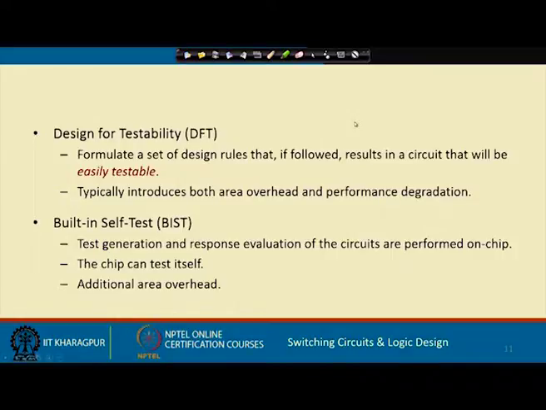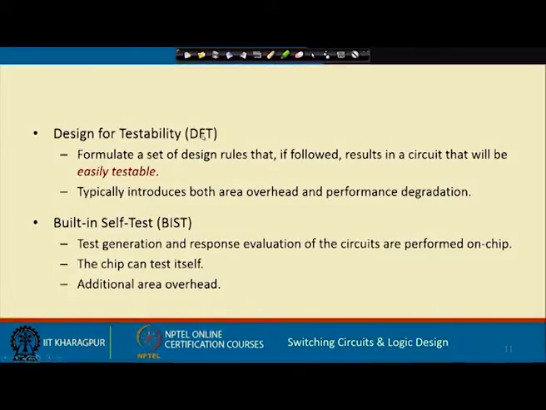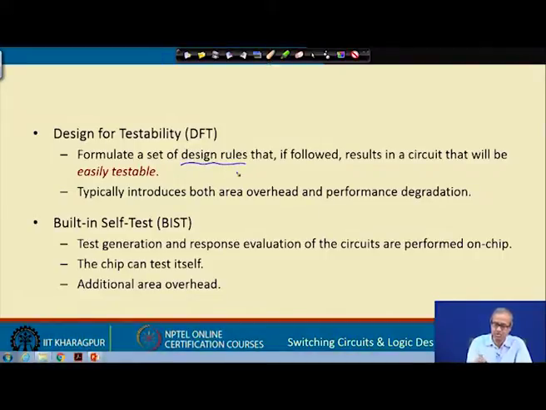Then you have something called design for testability. Design for testability says, well, we talked about the problem of testing being quite difficult. Combinational circuit is difficult, sequential circuit is even more difficult. So, design for testability, or DFT in short, consists of a set of design rules which, if you follow during design, will make a circuit easily testable. This is the basic idea. Okay? Well, of course, if you do this, there will be some additional overheads that will come in. We shall look at one of the techniques later.